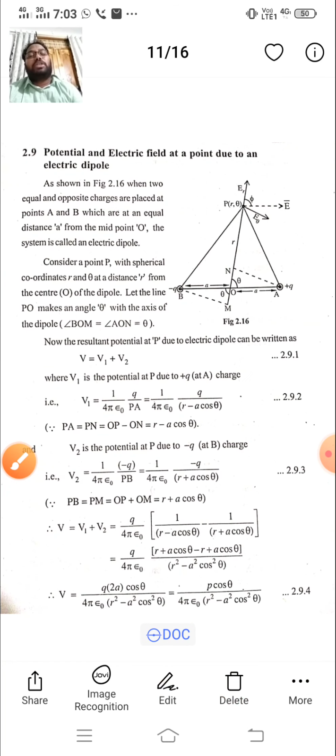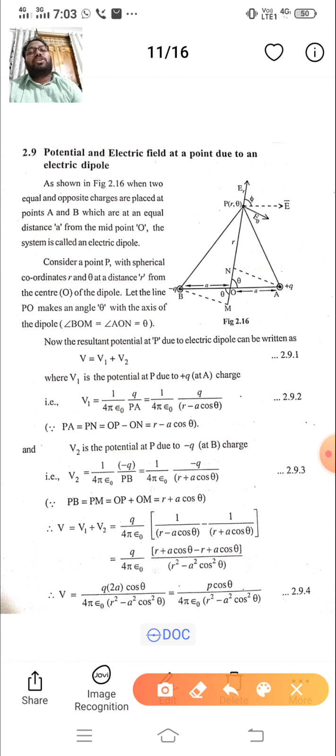And the next concept, the last concept, is electric potential and electric field at a point due to an electric dipole. What is an electric dipole? An electric dipole is when two equal and opposite charges are placed at points A and B, which are at an equal distance A from the midpoint O. This system is called an electric dipole.